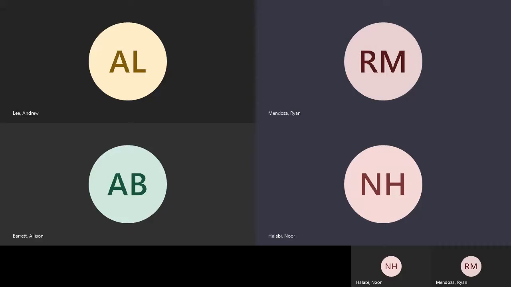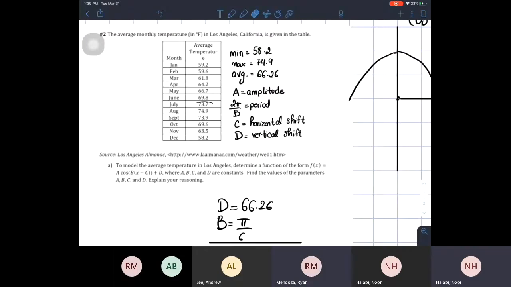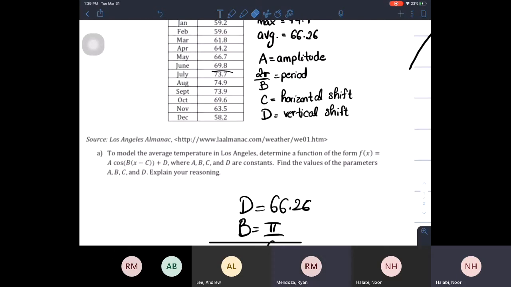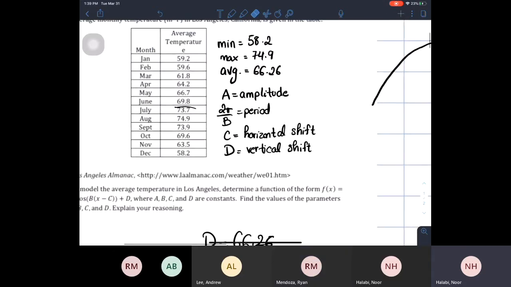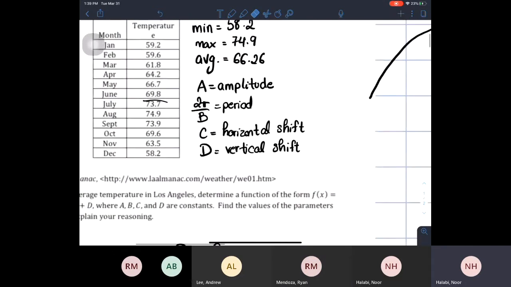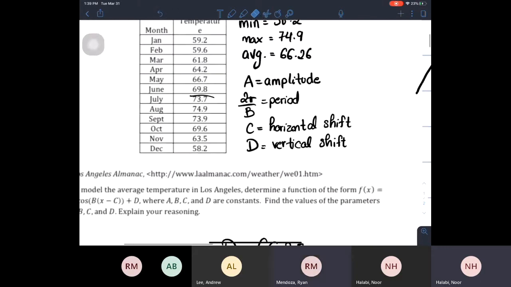Okay, so it says here they give us a table and then we need to model the average temperature in LA, and determine a function of the form f of x equals a cosine b (x minus c) plus d, where a, b, c, and d are constants, and then we need to find the value of the parameters.